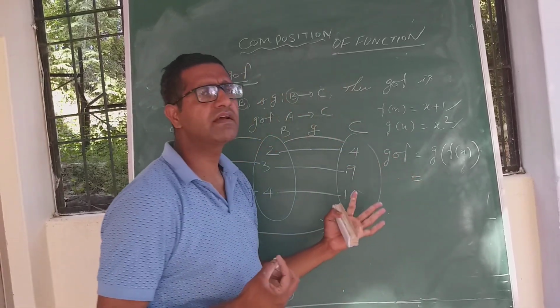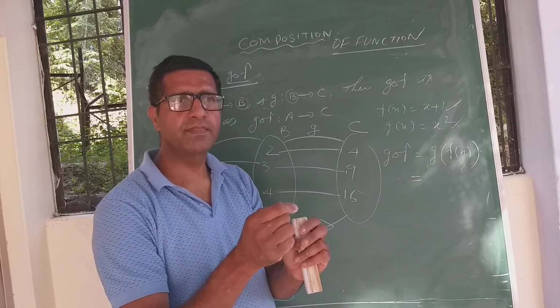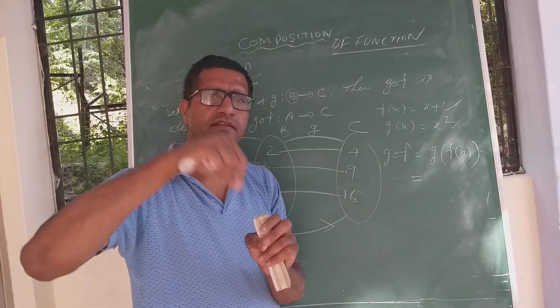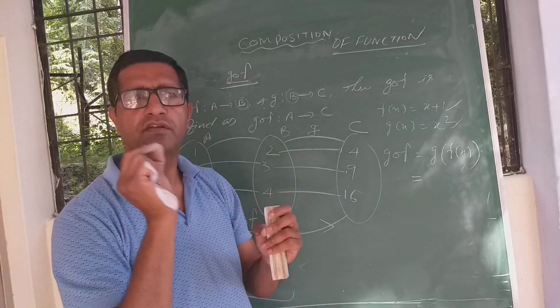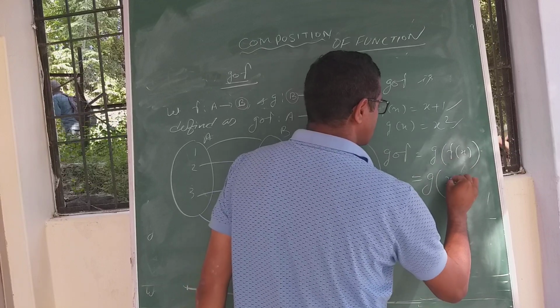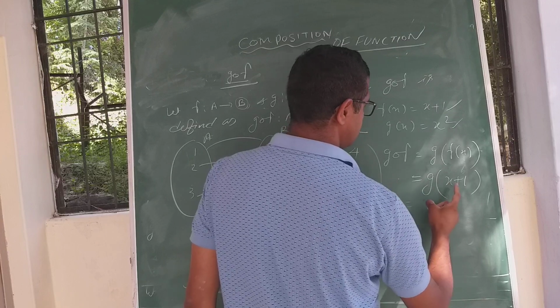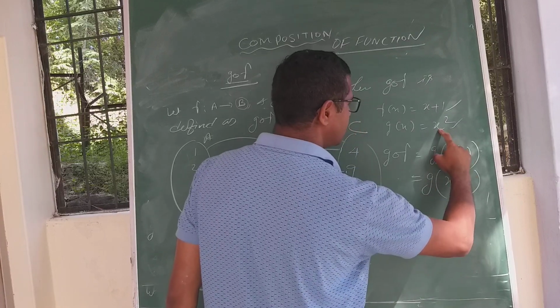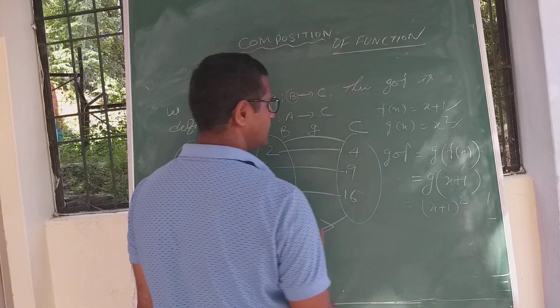Like the example, I can tell you, a pen and a refill. The pen's grip is G and the refill is F. Since the grip, the whole pen, depends on the refill. So g(f(x)) where f(x) equal to x plus 1 and g(x) equal to x square, you will put here x plus 1 whole square, right?